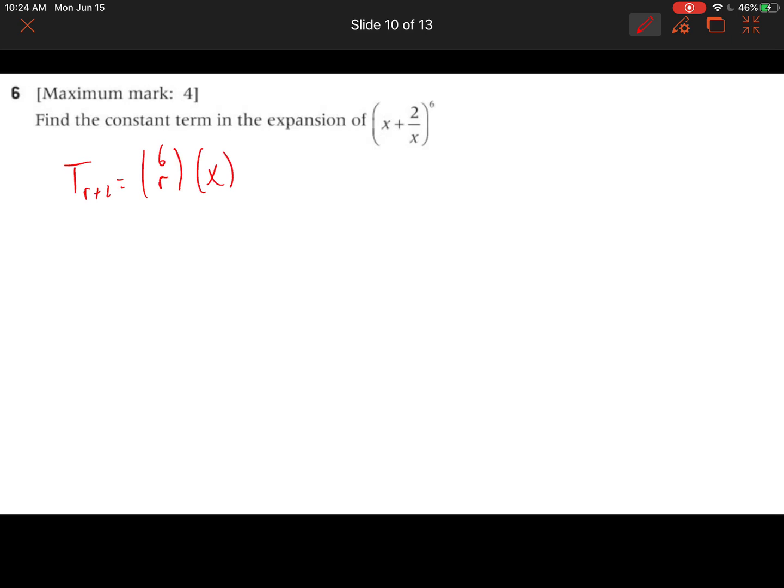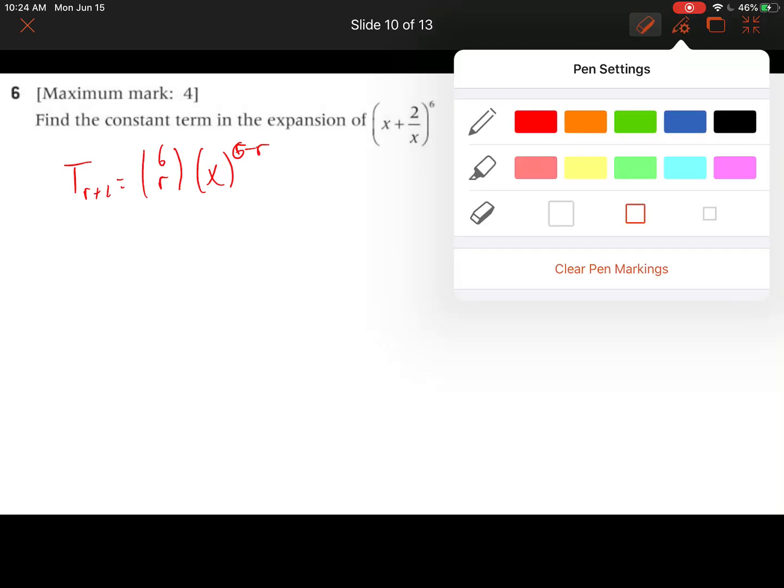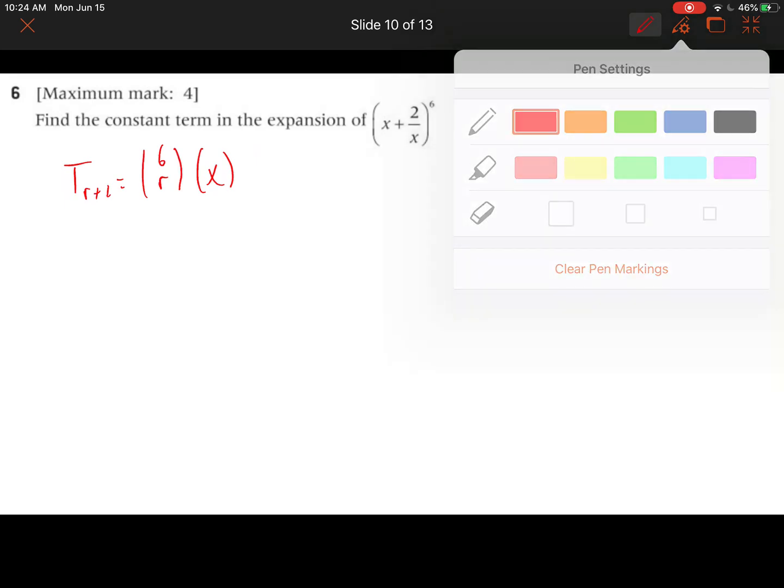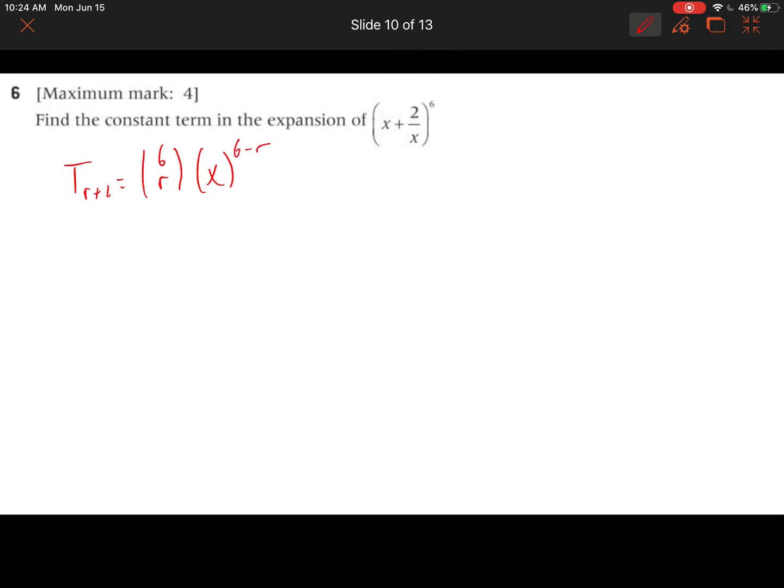Find the constant term in this expansion here. Whatever your term is going to be, 6 choose r, x to the 6 minus r, let me fix that, times 2 over x to the r power.